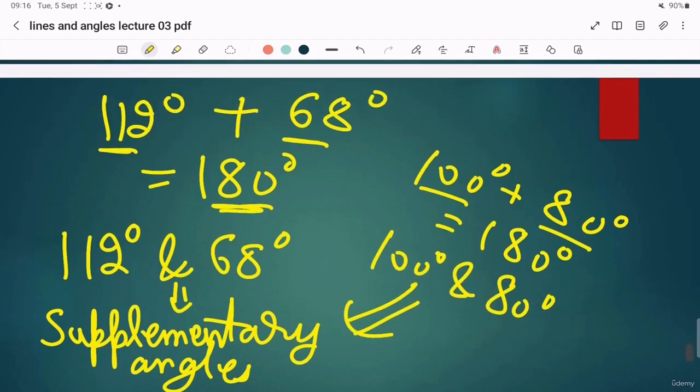If the sum of two angles is 90 degrees, then those angles are complementary. And if the sum of two angles is 180 degrees, then those angles are supplementary angles. So in this video, we have seen what are complementary angles and what are supplementary angles.